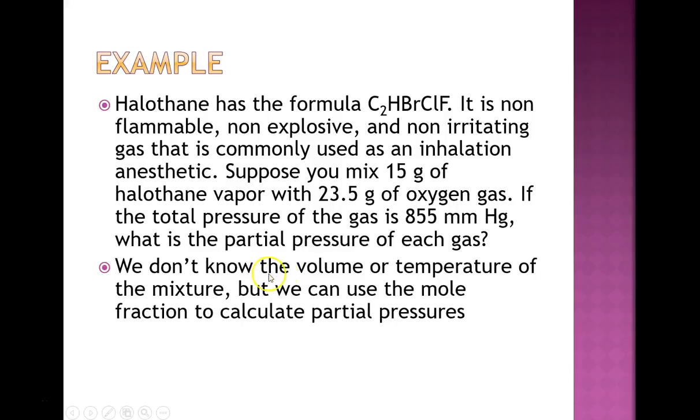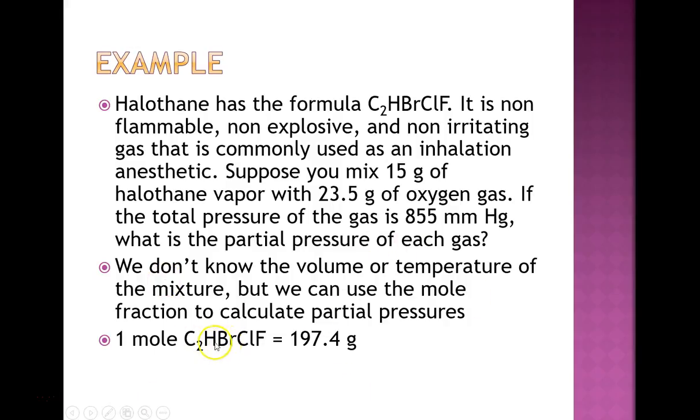Now, we don't know the volume or the temperature of the mixture. But what we can do is use the mole fraction to calculate partial pressures, because we know the molecular weight of each of these gases. We're given a formula, so we can calculate the molecular mass or molecular weight of halothane, and we know the molecular weight of oxygen gas is 32 grams. So we can calculate the number of moles. Therefore, we can use the mole fraction and multiply it by the total pressure, and we'll be able to determine the partial pressure of each gas.